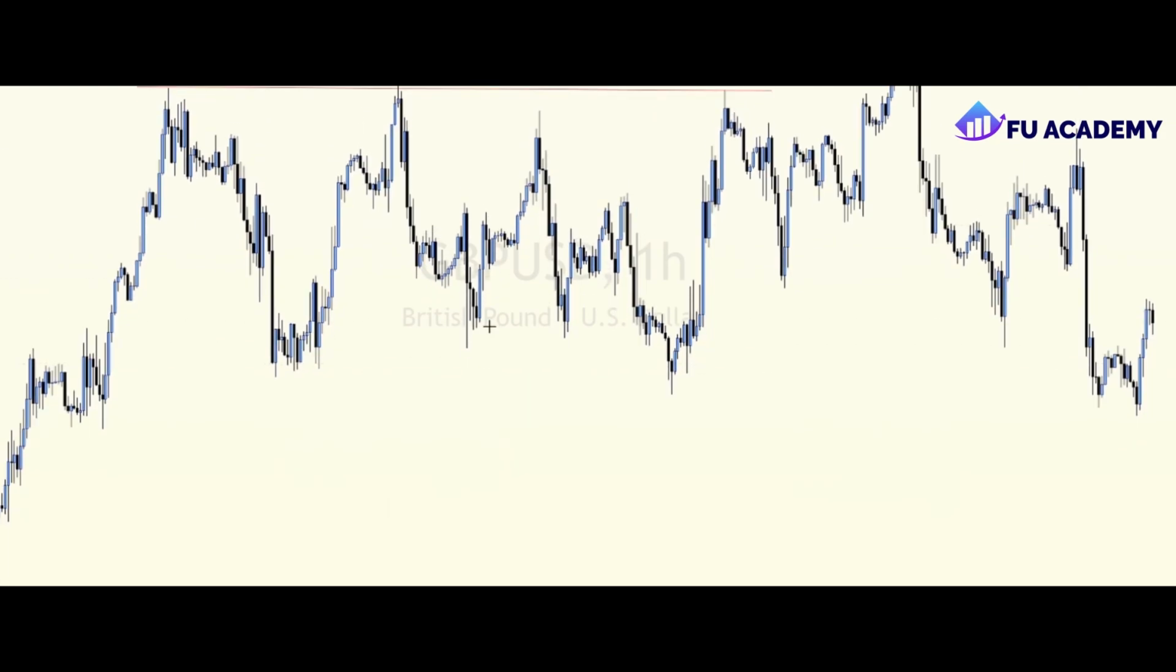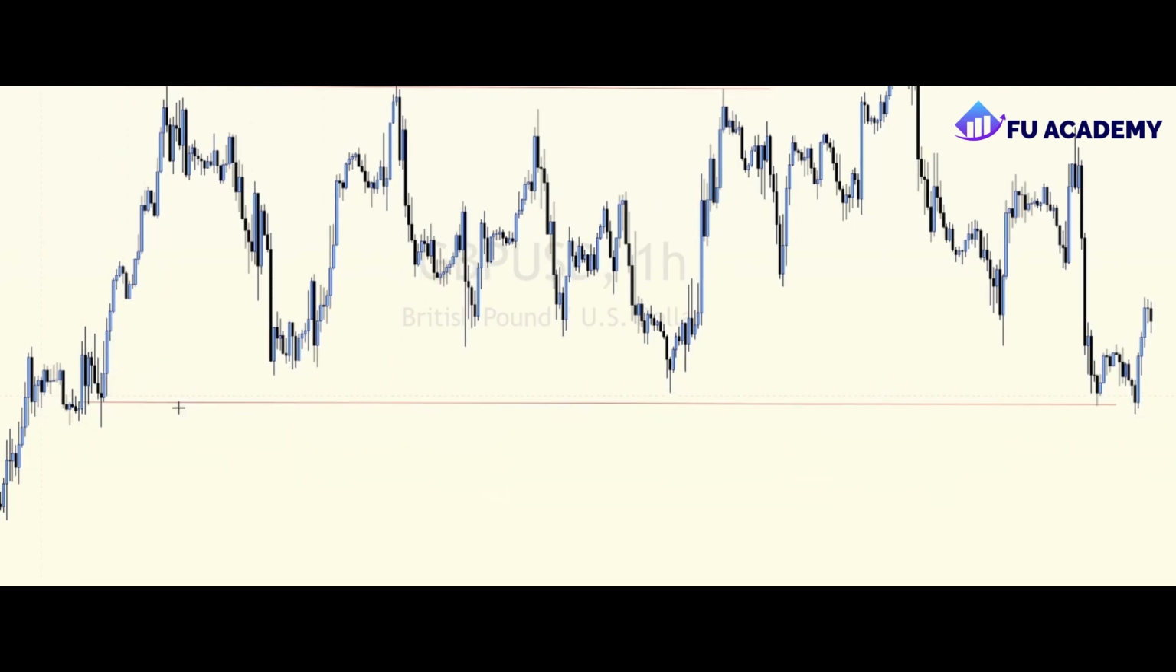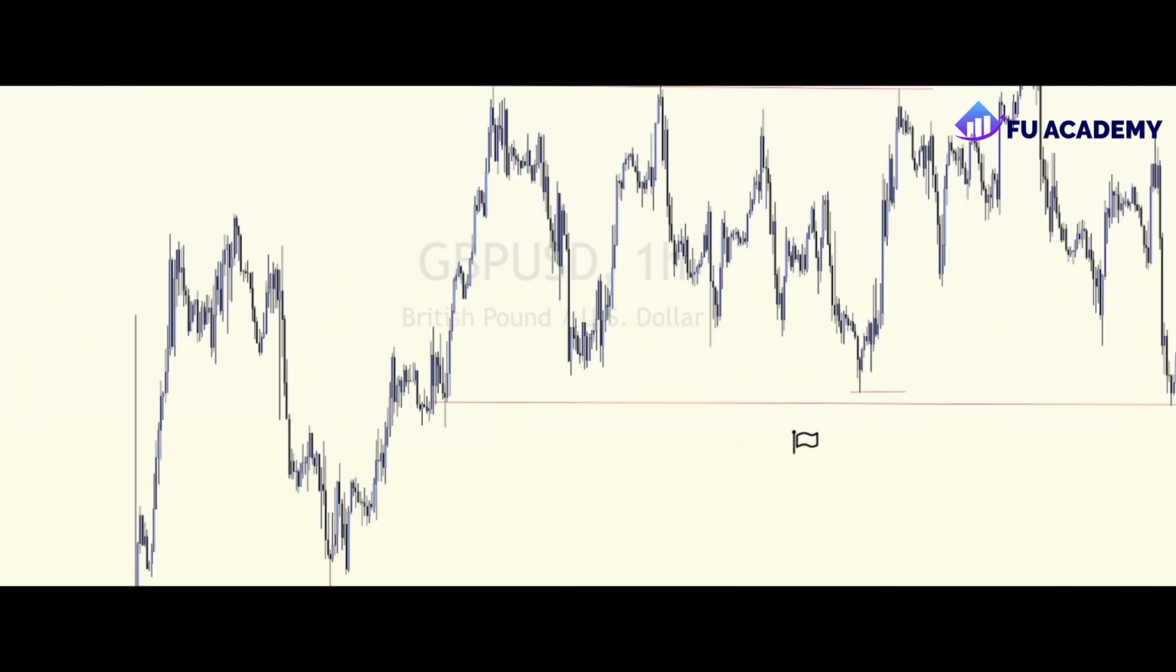Okay, so what we have right here is our low right here. So we have our double bottom right here, and we also have this low right here got cleared. So all the liquidity on the downside got cleared. This low got cleared, this low got cleared, this low got cleared. Right here got cleared, so this double bottom.